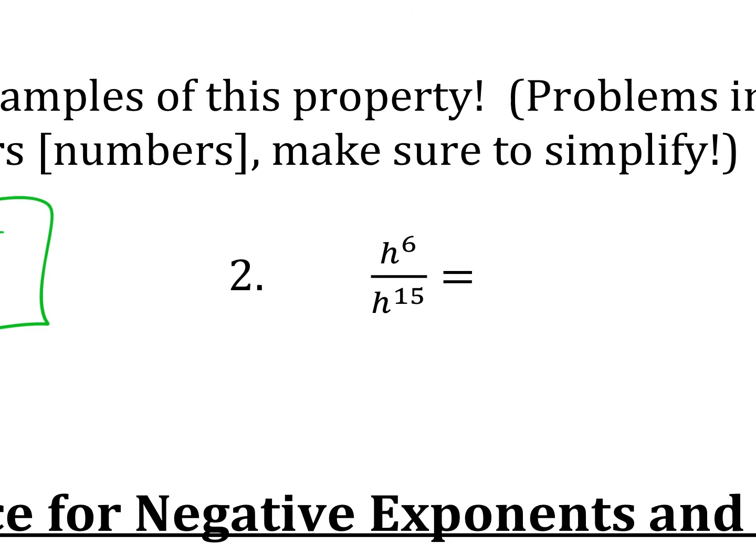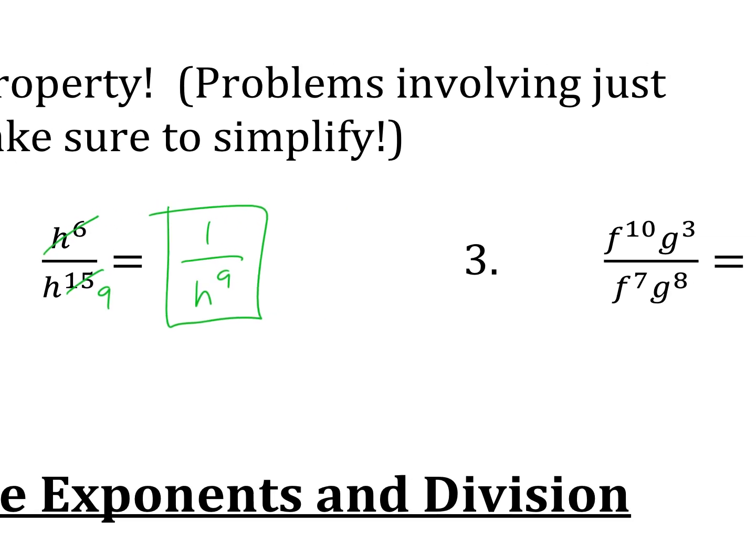All right, number 2, we have h to the 6th, h to the 15th. How many are we going to cancel here? We're going to cancel 6. We're going to take away 6 from 15. We get 9. 1 over h to the 9th. There we go. Number 3.